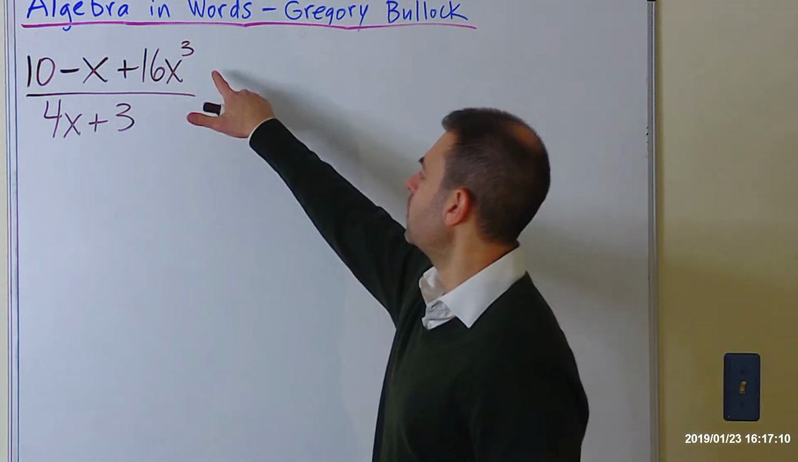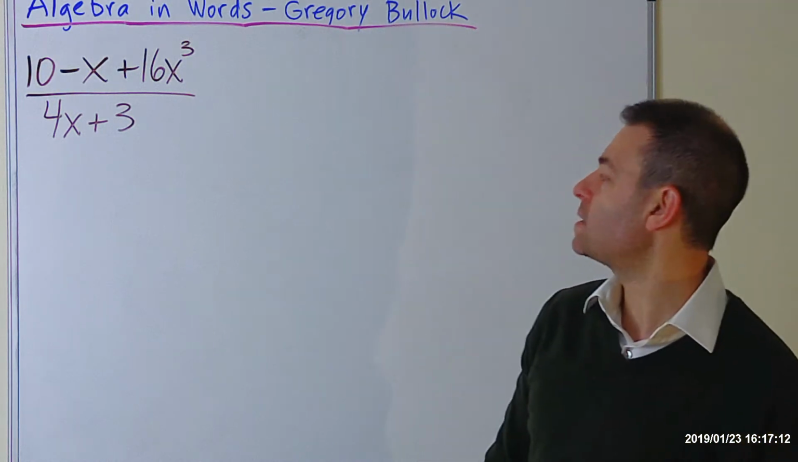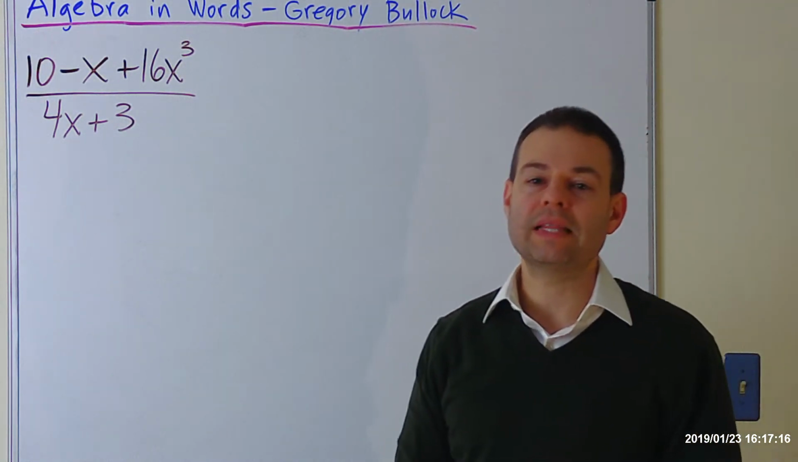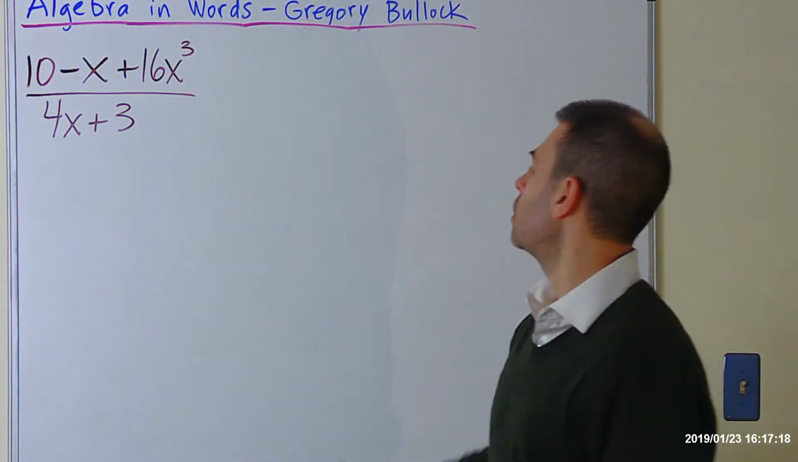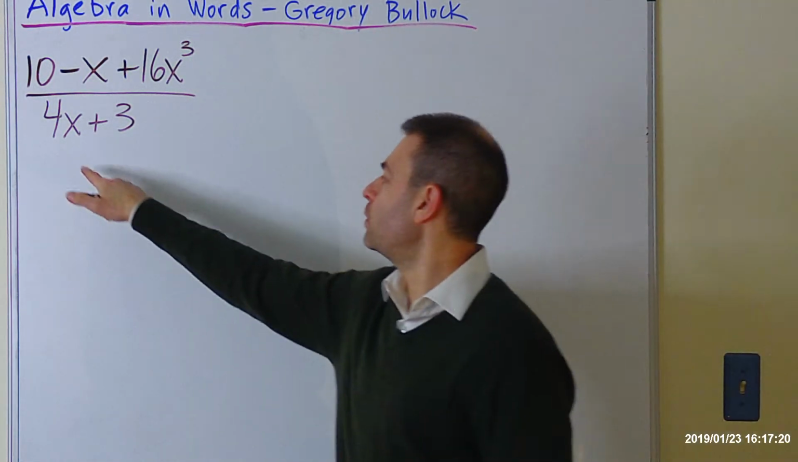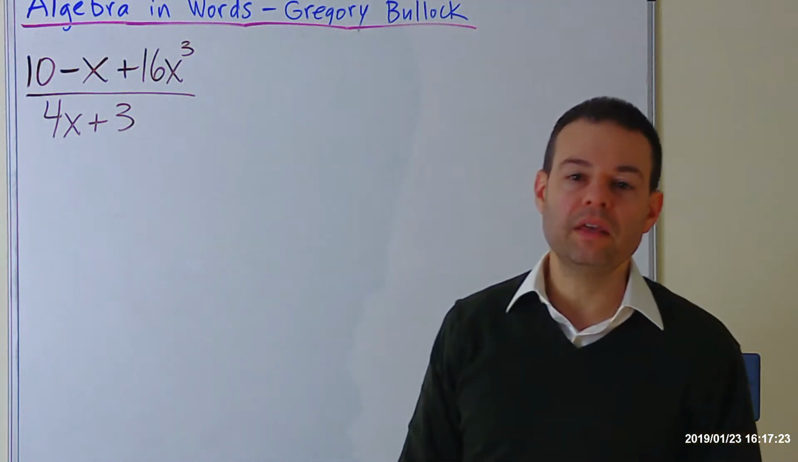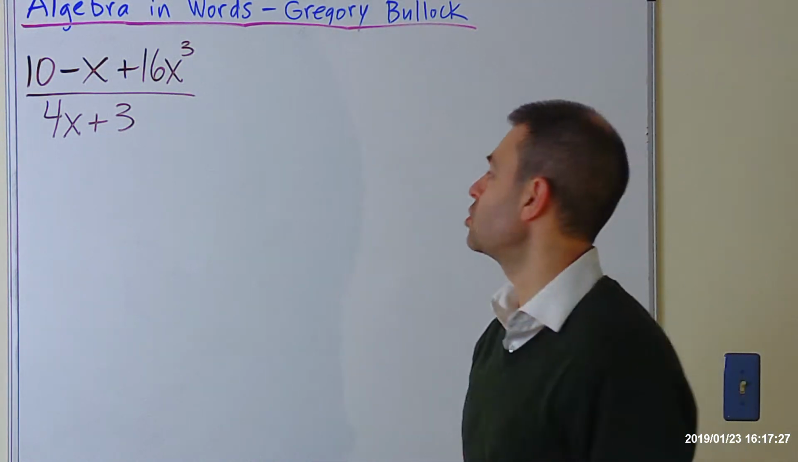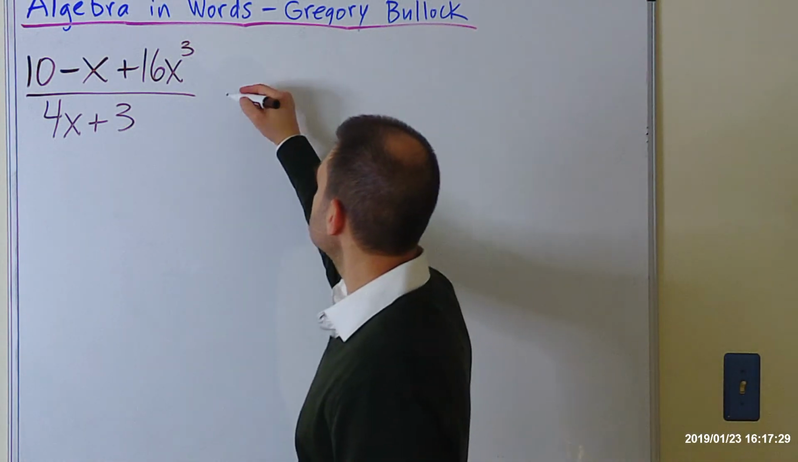So anyway, if we look at the top, 10 minus x plus 16x cubed, you should notice that this is not in descending order. If we look at the divisor, that is in proper descending order. So let's start arranging this into the long division. I'm going to put the divisor here.